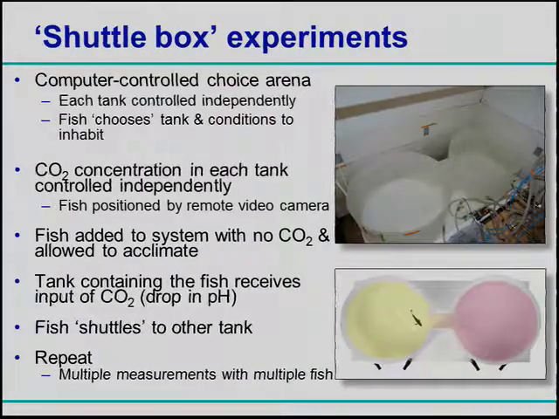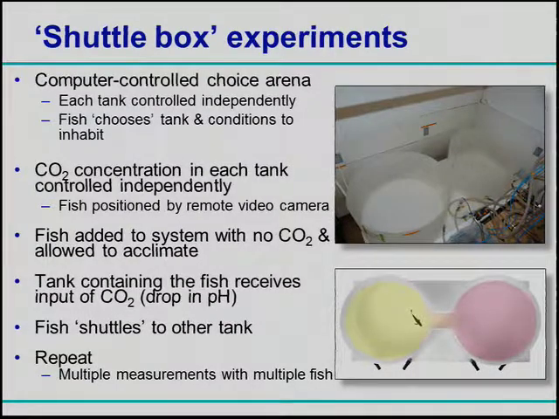The coolest thing that I think we did was we used this thing called a shuttle box to quantify the behavioral response of the animal. This is sort of the aerial view of the tank, showing this side being pink and this side being yellow. This is a computer-controlled behavioral choice arena, where we are able to manipulate water quality parameters independently in each side of this box.